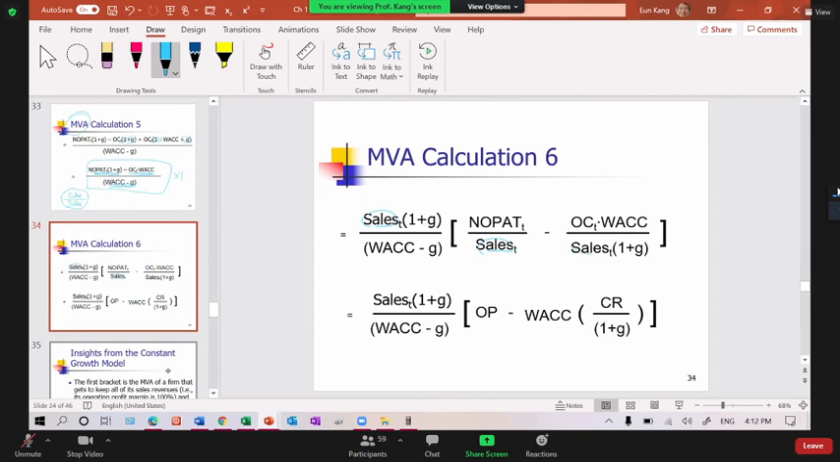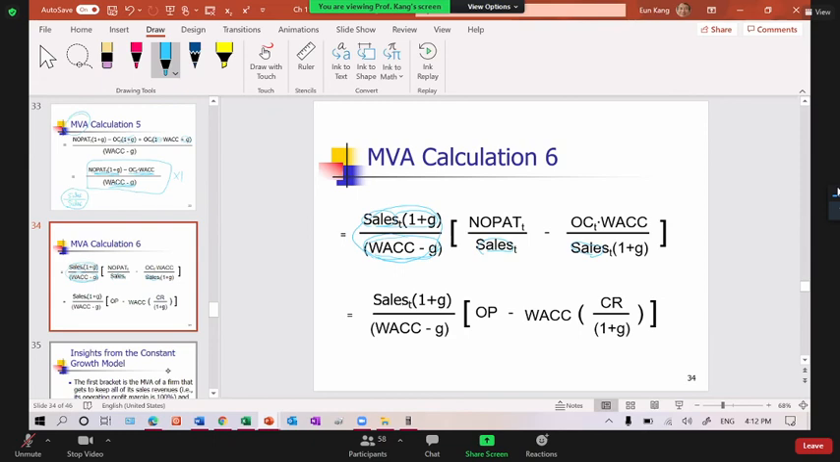Again, sales over sales, there's one. So you are multiplying by one, so it doesn't change anything, right? But by doing it this way, you have some kind of idea. This one is sales times (1 plus G) over (WACC minus G). That is the present value of all the sales. If you keep all the sales as your profit, then this is the total value.